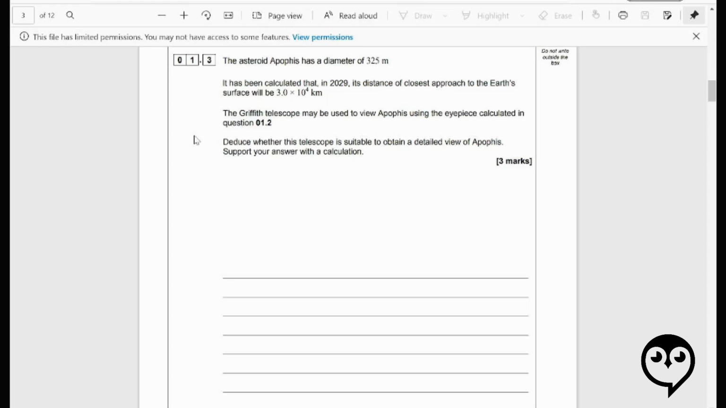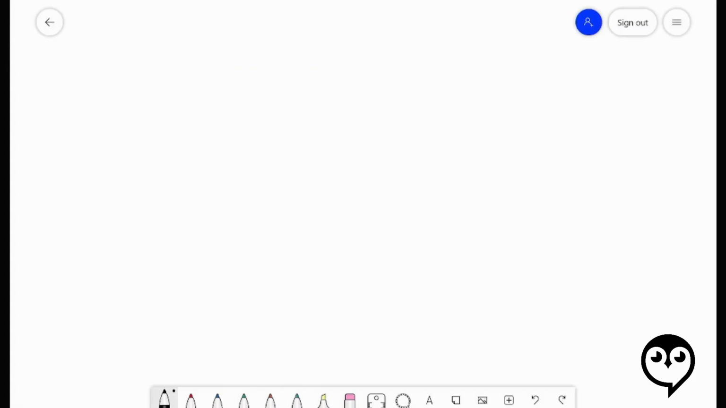We've got this asteroid, Apophis. It's got a diameter of 325 meters. It's been calculated that in 2029, its distance of closest approach is going to be a mere 30,000 kilometers. The Griffith telescope may be used to view Apophis using an eyepiece calculated in question. Okay, that we've just done. Deduce whether this telescope would be suitable to obtain a detailed view of Apophis. Support an answer with your calculation.